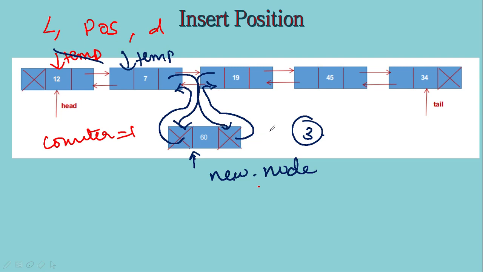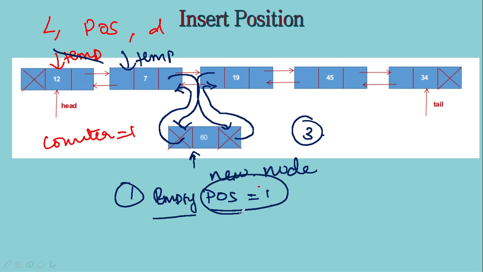So let's formally write the algorithm, and the exception cases that we have to consider. The first is when the list is empty: the valid position is only 1. So we have to check the validity of the position also. For all other cases we should be careful. For example, here there are only 5 nodes. If I give the position as 6, it's fine, I will insert at the last. But if I give the position as 7, that cannot happen. That should be a failure.